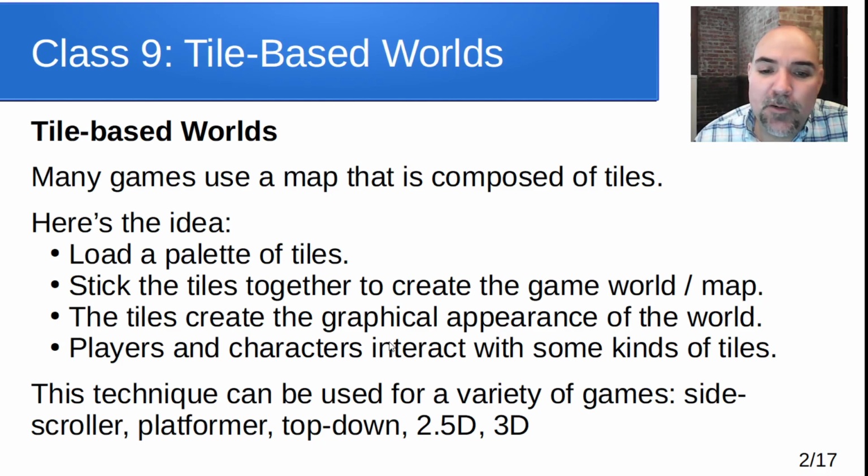The tiles can create the graphical appearance of the world, but you can also have the players and characters interact with those tiles in some way. For example, some tiles might make the ground slippery so you skid on it. Some tiles might be walls that block you. Some might just be for appearance, like grass. That technique can be used for a variety of games, including side-scrollers, platformers, top-down RPGs, 2.5D real-time strategy games, even 3D games, or puzzle games, which I left off that list.